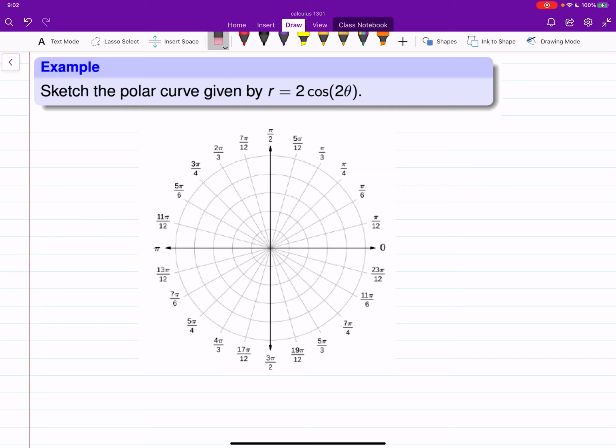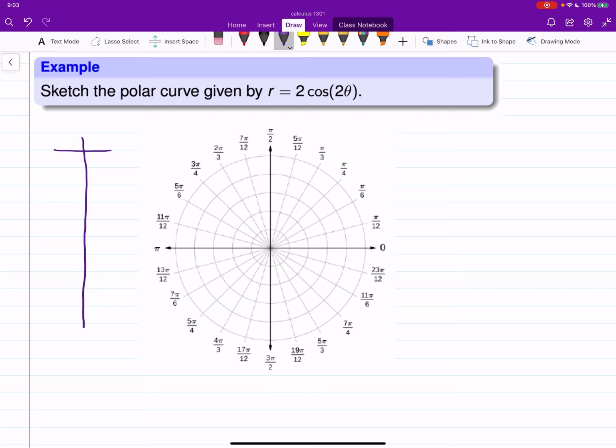Hello everyone. In this video we will study a family of polar curves called roses. You will see in a bit why we call them roses. Okay, so let's start with one example. r equals cosine 2 theta.